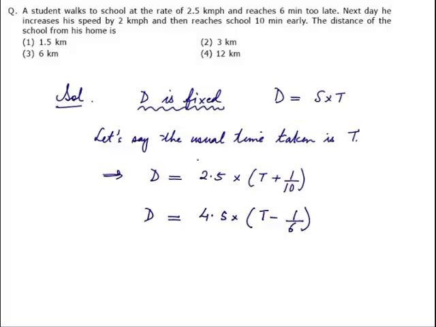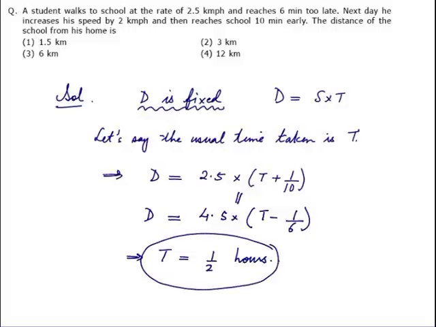All we have to do is compare these two equations now. And when I compare and solve these two equations, I can easily get the value of t, which will be 1 by 2 hours. But that is not the question. The question is, what is the distance? So all I need to do is substitute the value of t in either this or this.